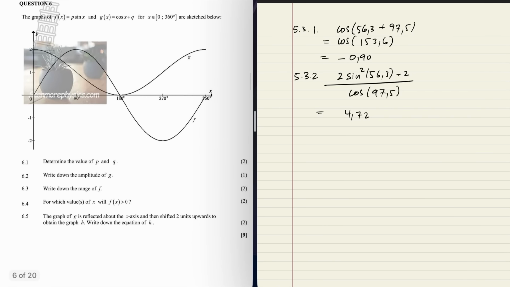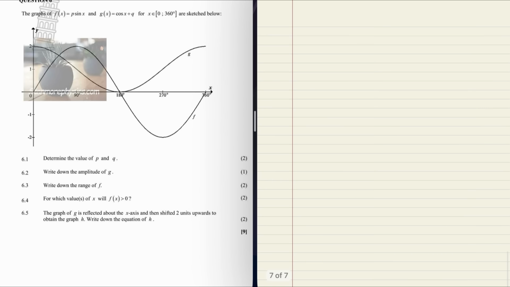Now let's move on. Question number 6. The graphs of f of x is equal to p sine x, and g of x equals cos x plus q, for x between 0 and 360, are sketched below. So question 6.1, determine the values of p and q. So p is this value and q is this value.